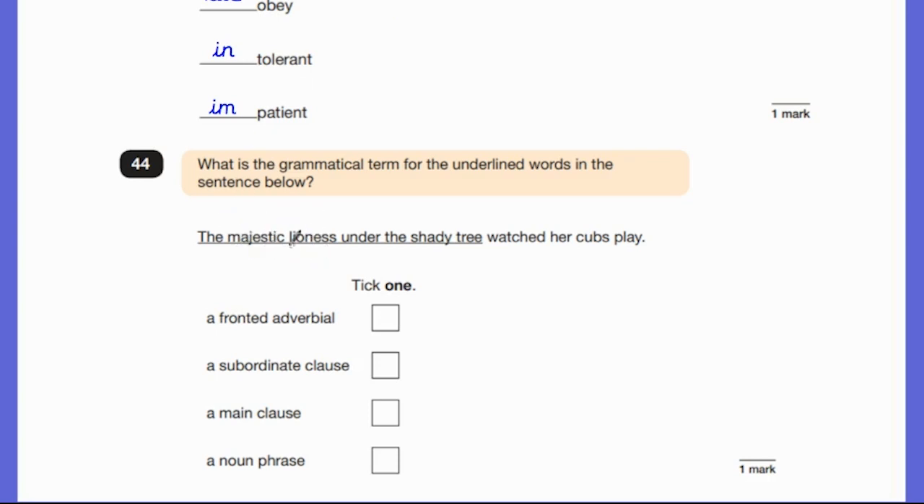Well, I know there I have a noun, which is lioness. I've got an adjective to describe the noun, and I've got a prepositional phrase, under the shady tree. So I know straight away it's not a fronted adverbial. There's no subordinating conjunction, which can be seen as under, but in this sentence it forms a prepositional phrase. It's not a main clause because it doesn't make sense on its own, so this one is going to be a noun phrase. It has a noun, the adjective describes the noun, and the preposition helps to add information about that noun.